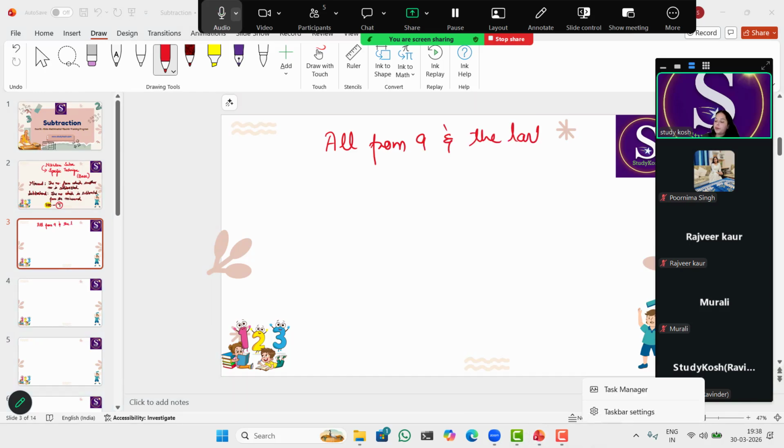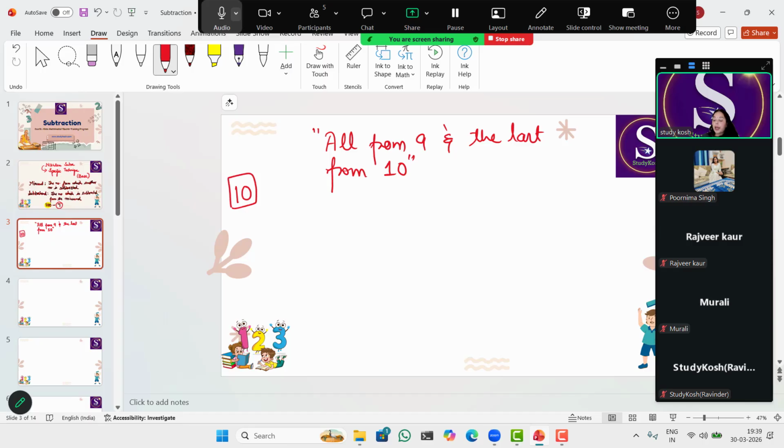All from 9 and the last from 10 means this method of subtracting is used for all numbers, but there should be a base number, like the minuend should be a base number, right? For example, if I need to subtract 32 from 100, I can apply this Nikhilam Sutra to it. Here 100 is the minuend and it is a base number, and 32 is a subtractand.